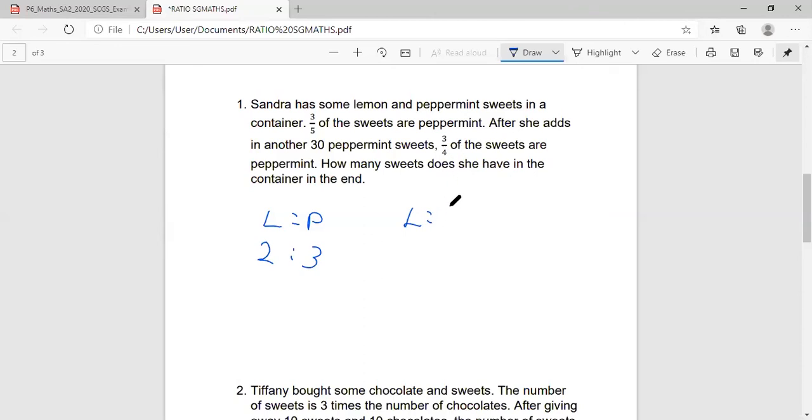3 out of 4 of the sweets are peppermint. So that means peppermint I still have 3. And then my lemon sweet becomes 1 because now the total is 4. So you can see the difference. Although I add in peppermint, the number of peppermint in ratio is still the same, 3. But for lemon, the ratio changes. For lemon, the ratio decreases.